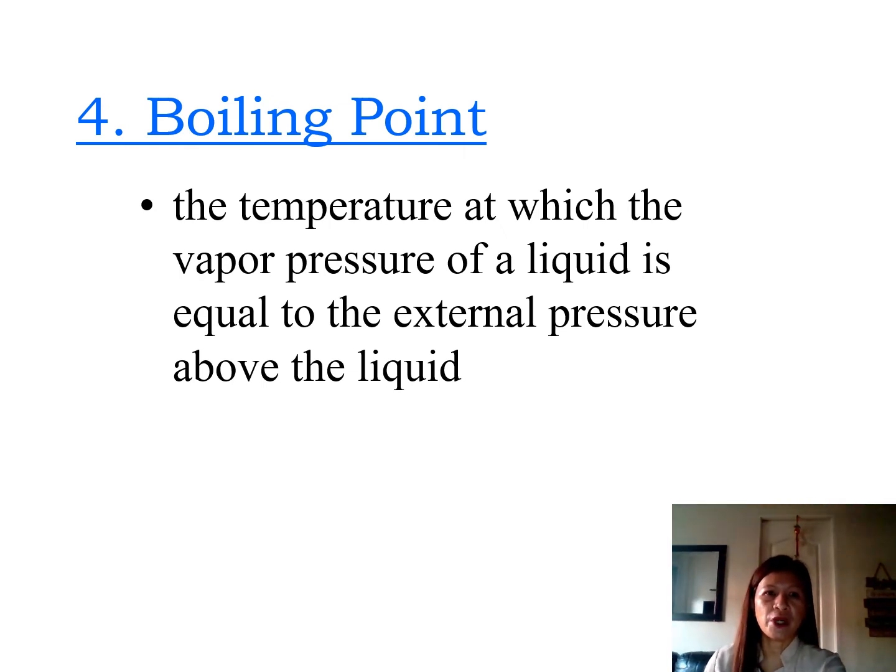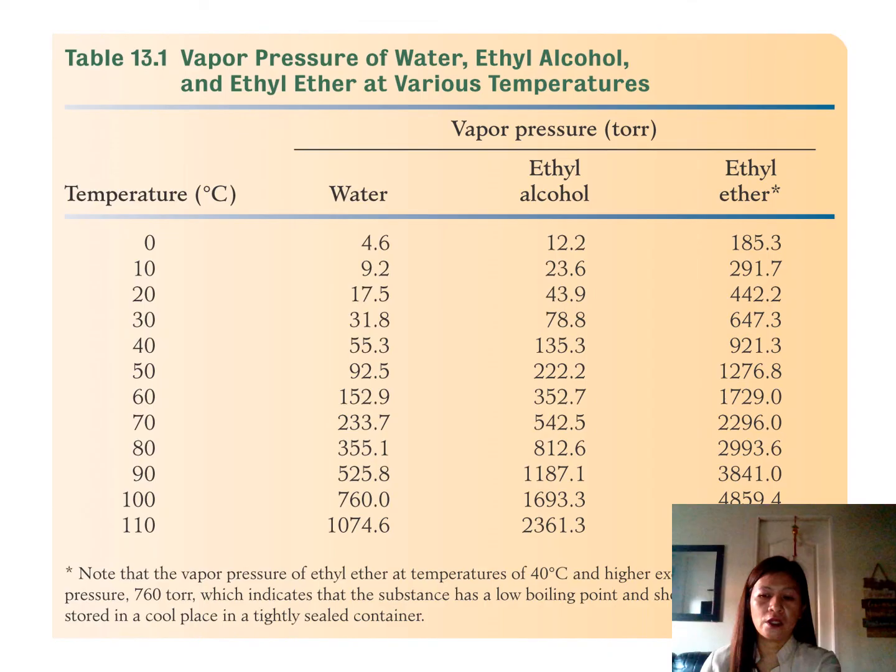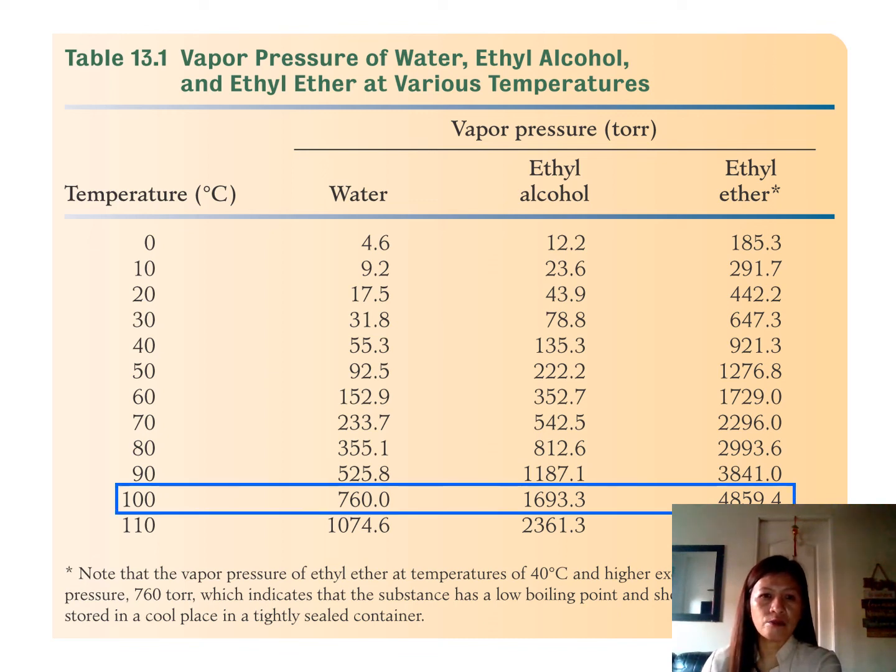In connection to vapor pressure, let's have the fourth property of liquid, the boiling point. This is the temperature at which the vapor pressure of a liquid is equal to the external pressure above the liquid. So boiling occurs when vapor pressure equals atmospheric pressure. To reach the atmospheric pressure, heat energy is required by the liquid to be absorbed.